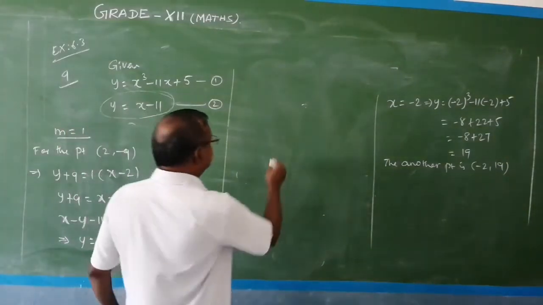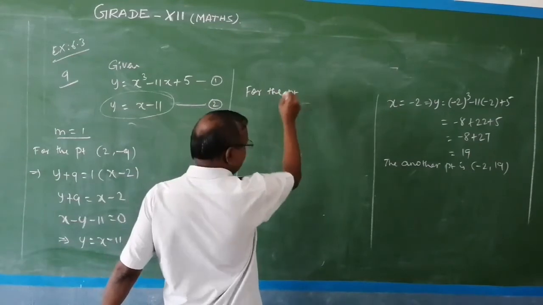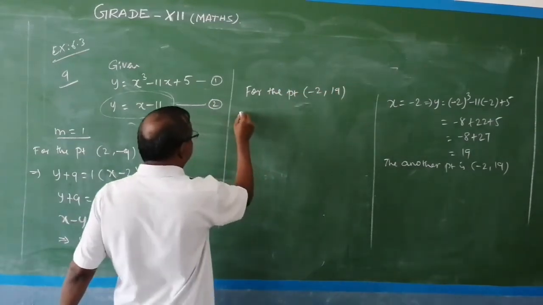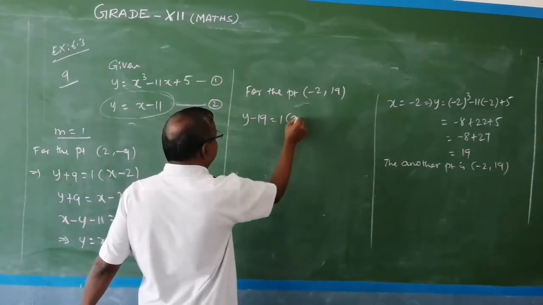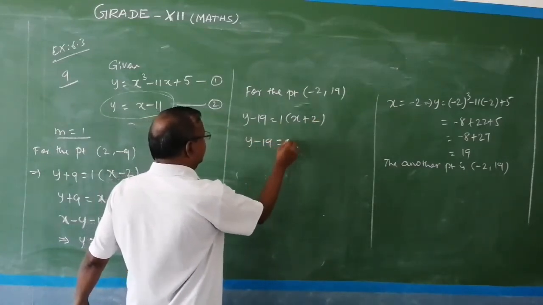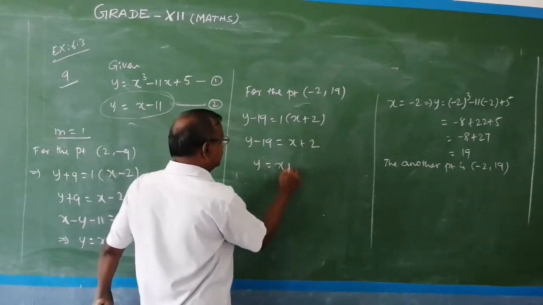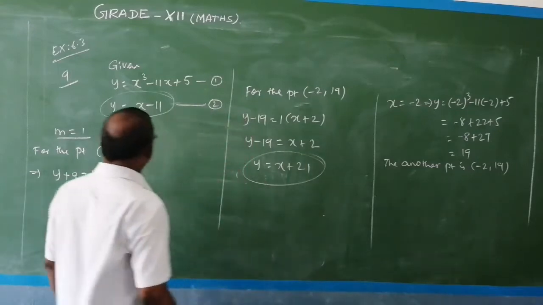And for the second point, minus 2 comma 19, the equation of tangent is y minus y1 equal to m into x minus x1, that is y minus 19 equal to x plus 2, or y equal to x plus 21. So this equation is not satisfying the given equation.